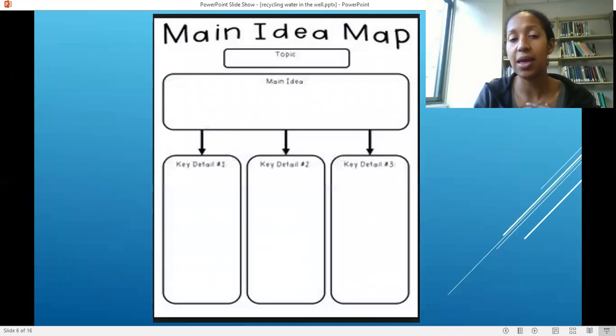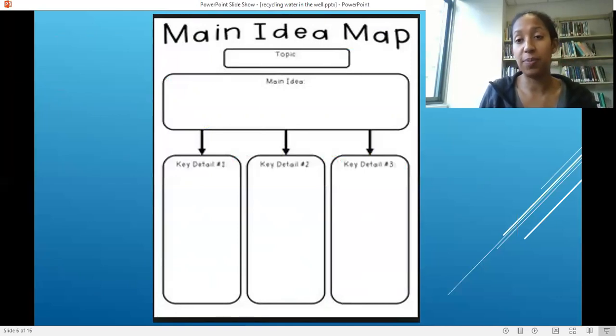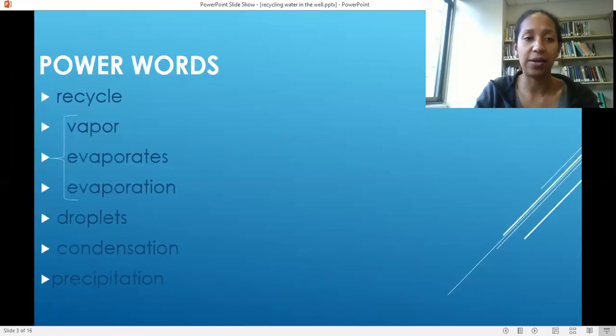Lastly, I will ask the students to come to the meetup area and share some of the key details too. After that, I will ask the students to revise their main idea and key details to make sure that they match. That's how the students will be reflecting on their learning. And also, I will ask the students what words they think should be on our power word chart, and these are droplets, condensation, precipitation.